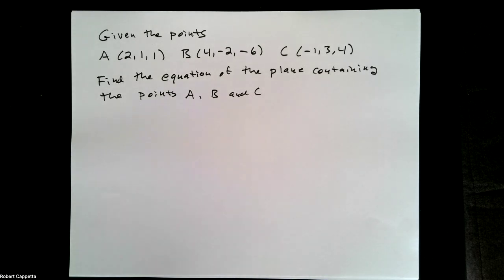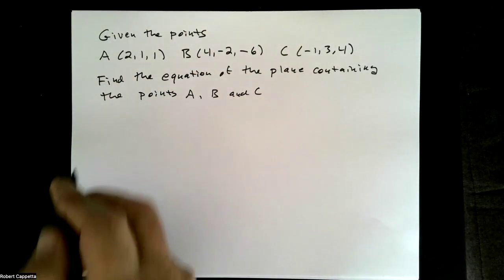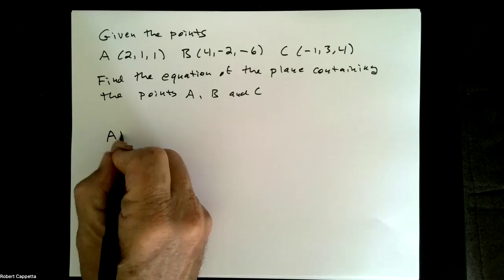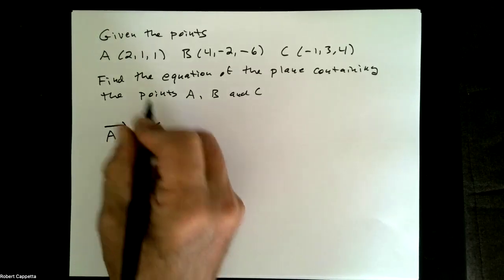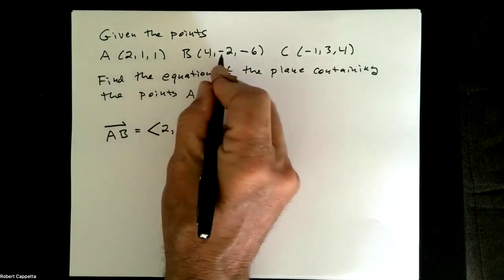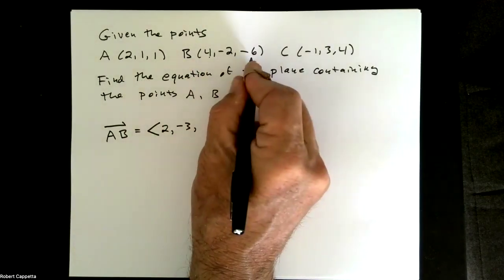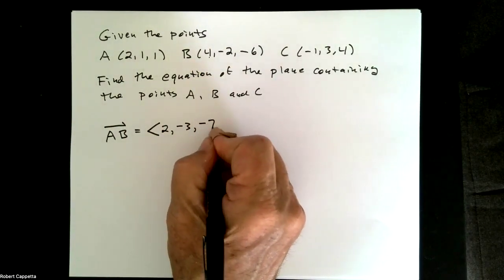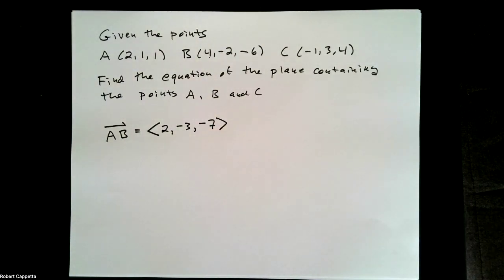So I need to have vectors in that plane. A reasonable one to start with would be the vector that starts at A and ends at B. So from 2 to 4, the change in x is up 2. From 1 to -2, the change in y is down 3. And from 1 to -6 is down 7. So that is my vector AB.